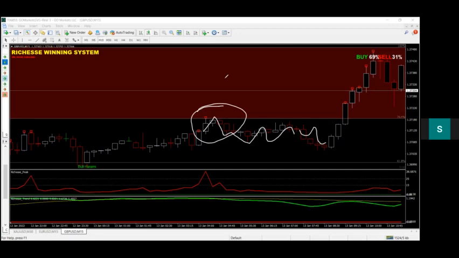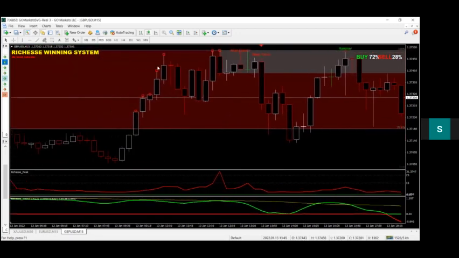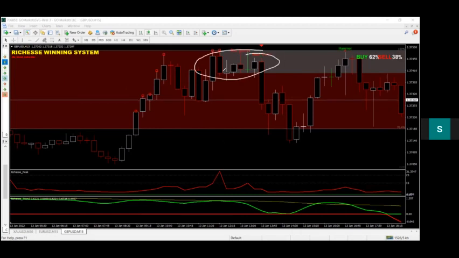Okay, now see, this is the supply area. In the supply area, see how many patterns we are having on the bearish one. You can go short below this low, and the stop loss should be here. See how much trade you have gone.